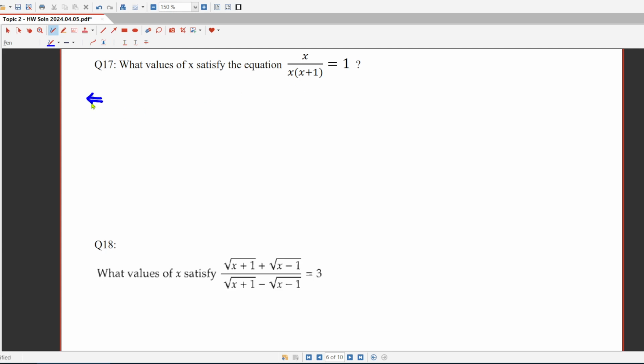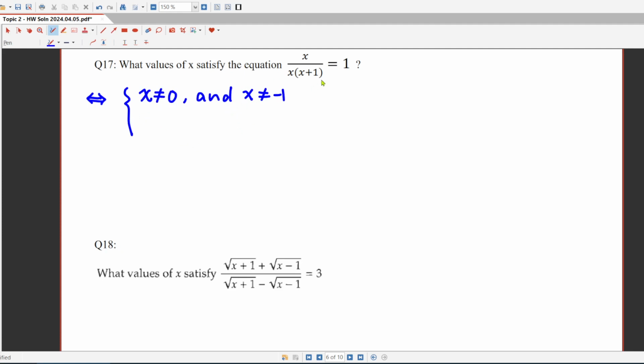So the original equation is equivalent to, well, this symbol means equivalent, which means the new system is the same as the original one. Both of them have the same solution. So first of all, we know x cannot be 0, right? And x cannot be negative 1. Otherwise, you will have 0 as denominator.